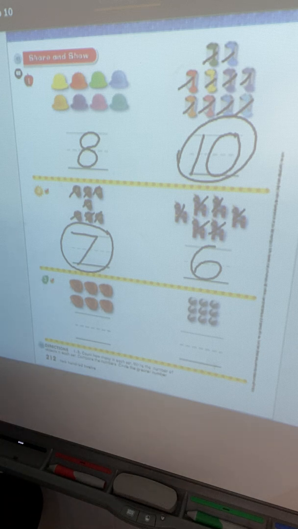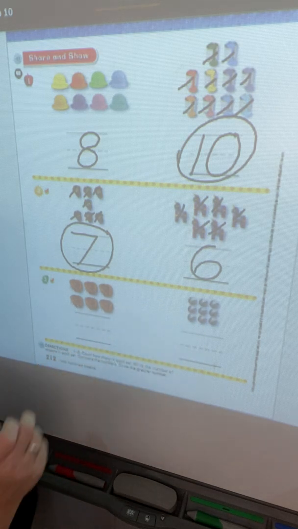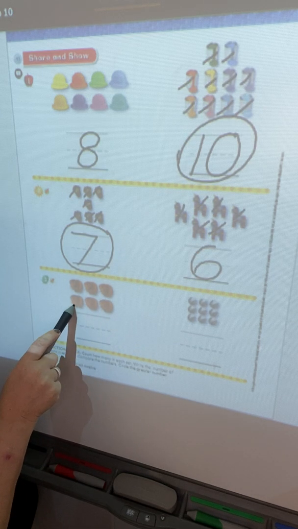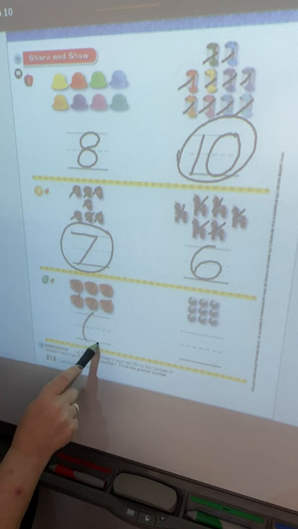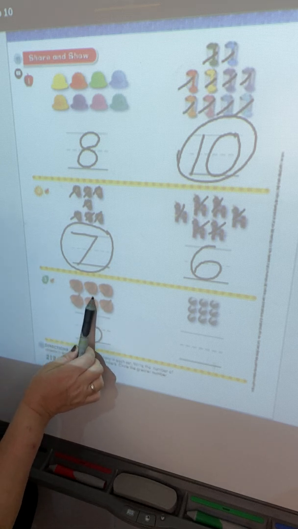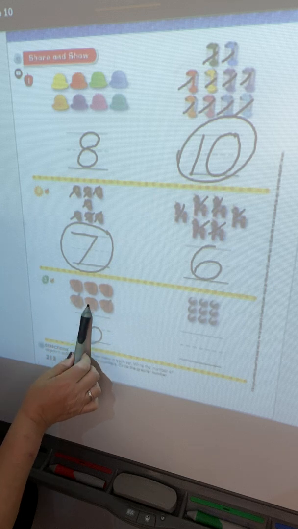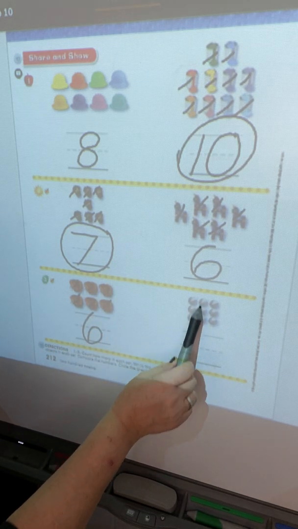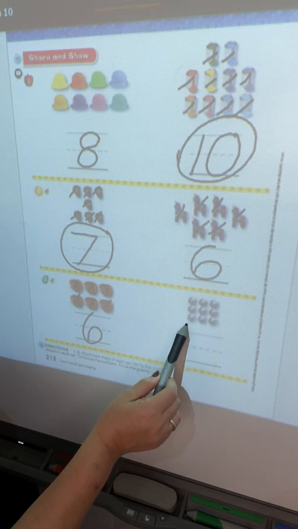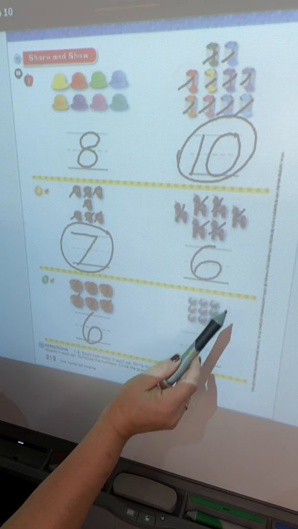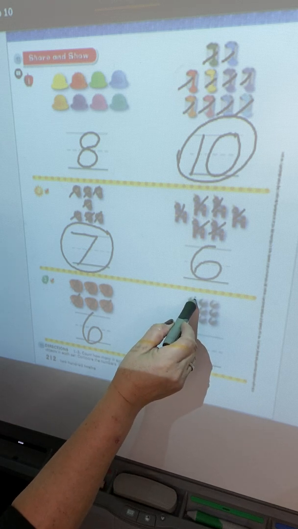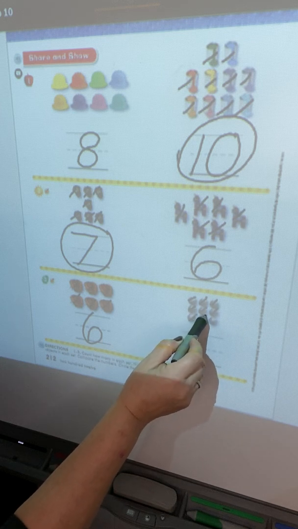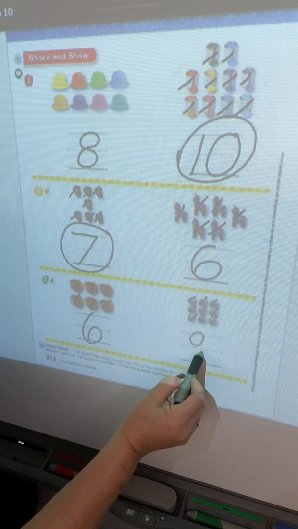And last but not least on this page, one of my favorites. I love baseball. Baseball gloves and baseballs. Let's count them. 1, 2, 3, 4, 5, 6. Some of my friends might have noticed we could have counted in 2s also. 2, 4, 6. Over here we have some baseballs. They are in sets of 3. We could count by 3s. 3, 6, 9. But some of my friends still need to count 1 to 1. So 1, 2, 3, 4, 5, 6, 7, 8, 9. Let's go ahead and put a 9.